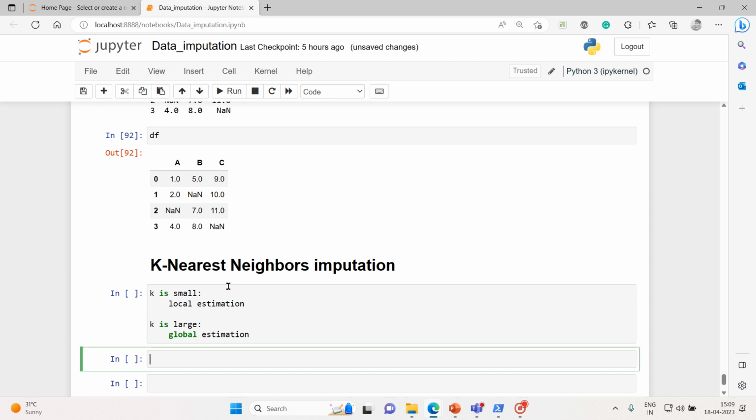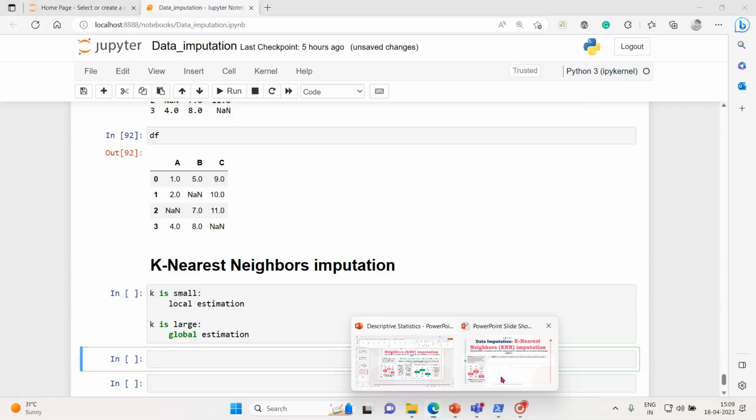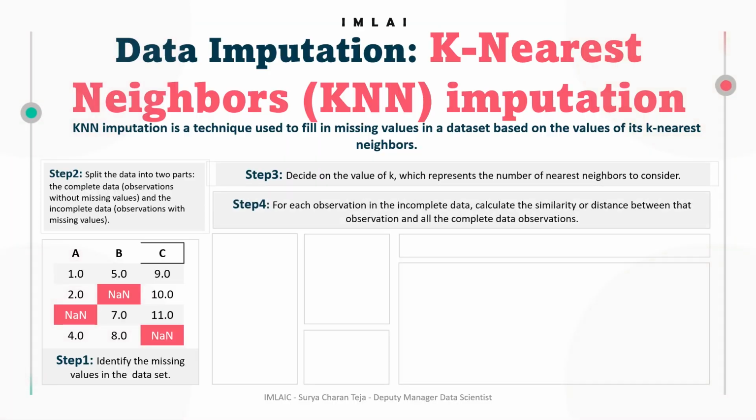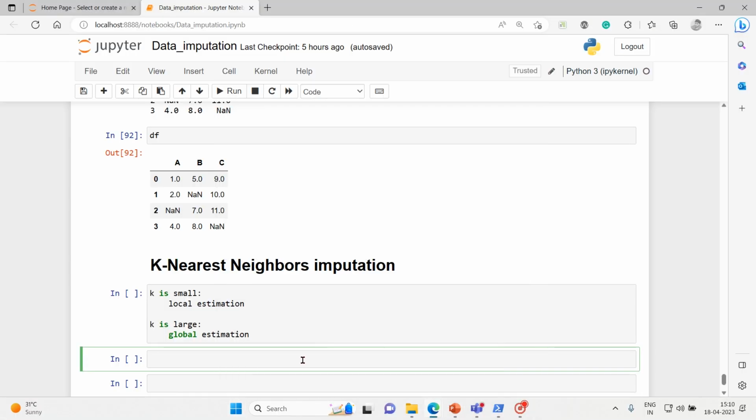Then once you have chosen the K value, now it's time to move on to step 4. That is, for each observation in the incomplete data, calculate the similarity or the distance between the observation and all the complete data observations. This is typically done using a distance metric such as Euclidean distance, Manhattan distance, or cosine similarity. So let me write down these ones.